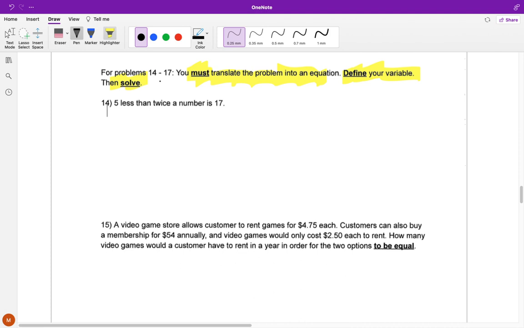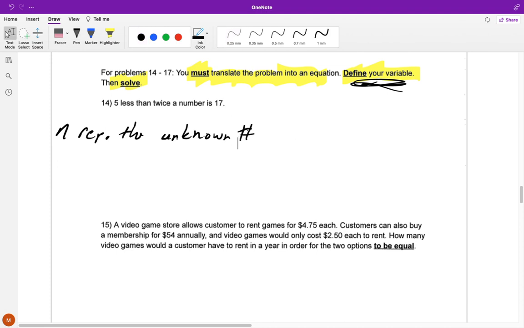So from here, I say 5 less than twice a number is 17. So I'm just going to create a variable, and I'm going to say n because we're talking about a number. It could be any letter we want. And I need to say what that represents, and that's how we're defining our variable. What does that variable mean? So n represents the unknown number. I don't know what that number is.